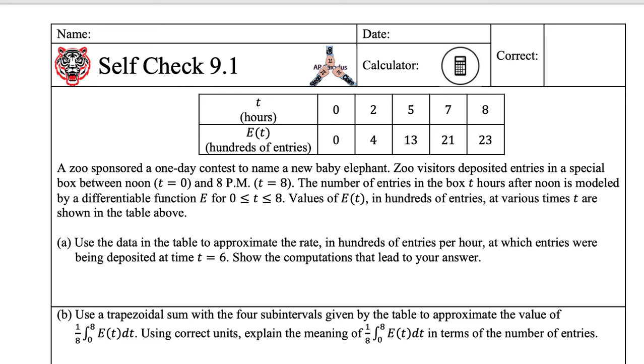All right, so we are in AP Calculus AB, we are on self-check 9.1. Today's date is Monday, February 10th, 2020.